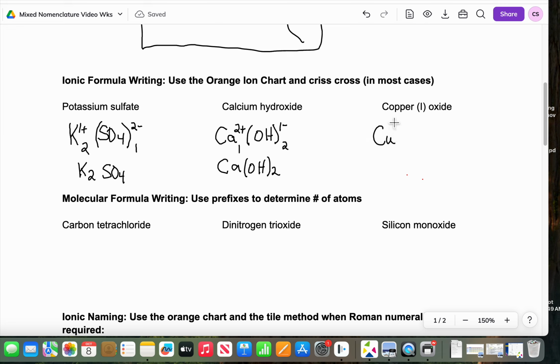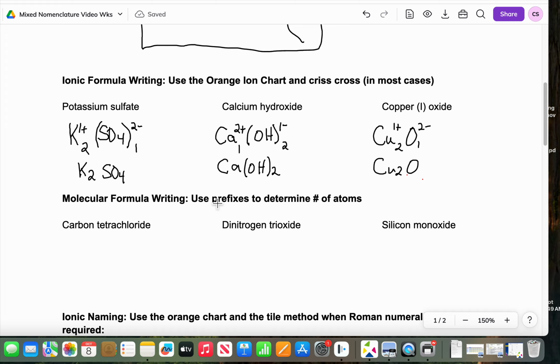All right, copper 1 oxide. So I write copper, I go 1 plus. The Roman numeral 1 tells me it's the 1 plus. Oxide is 2 negative. If the charges aren't the same, I crisscross, and then I rewrite without showing the 1. Okay, now that's ionic when we use the crisscross method.